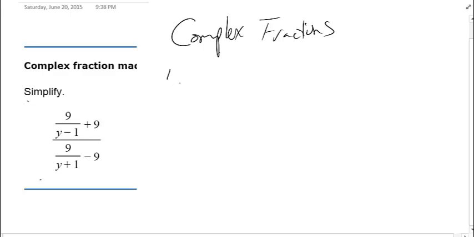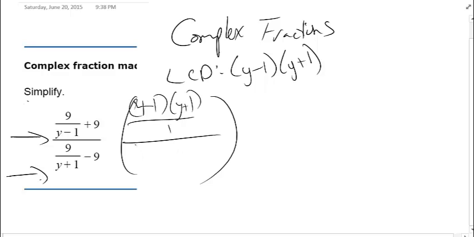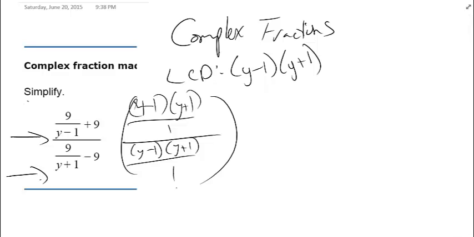So what we're going to do first is find the LCD of the little fractions. I'm looking specifically at these little denominators. So our LCD is going to be y minus 1, y plus 1. So we're going to multiply the big fraction by the LCD of those little denominators. Now notice the reason we're doing that is because we can multiply any fraction by the same thing, top and bottom. So that's perfectly legal.